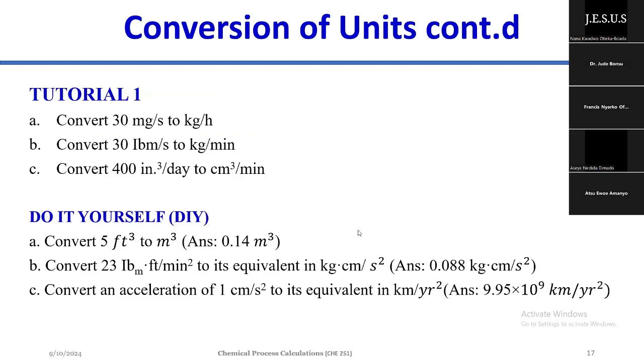Yeah. So we have a simple question here. We are supposed to convert 30 milligram per second to kilogram per hour, and also convert 30 pound mass per second to kilogram per minute.